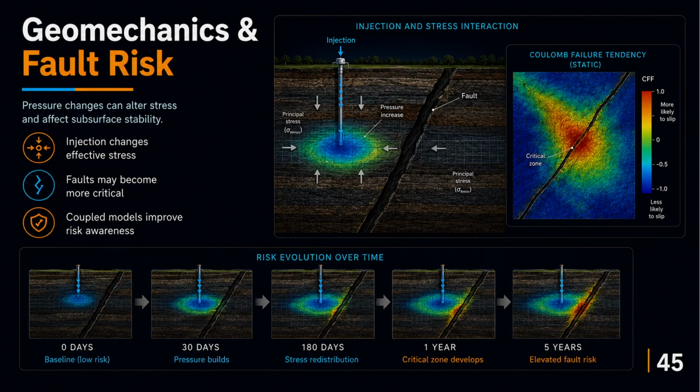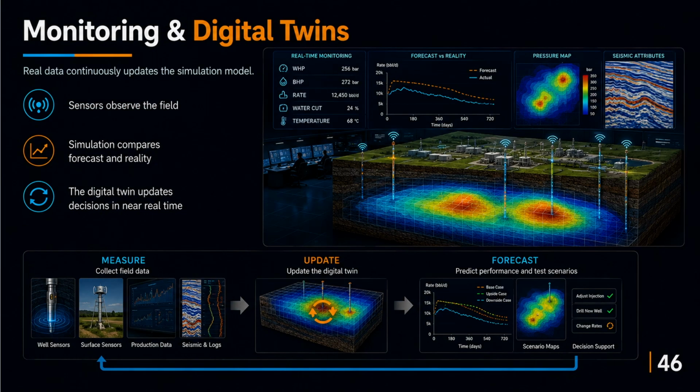Now that we understand geomechanics and fault risk, let us move to monitoring and digital twins. Monitoring and digital twins are the bridge between simulation and real field operation. A simulation forecast is only useful if we can compare it with reality. Monitoring provides the observations: pressure, rates, seismic response, deformation, temperature, chemical signals, and sometimes microseismic events. A digital twin uses these observations to update the model over time. The slide shows the idea of a live model that continuously learns.